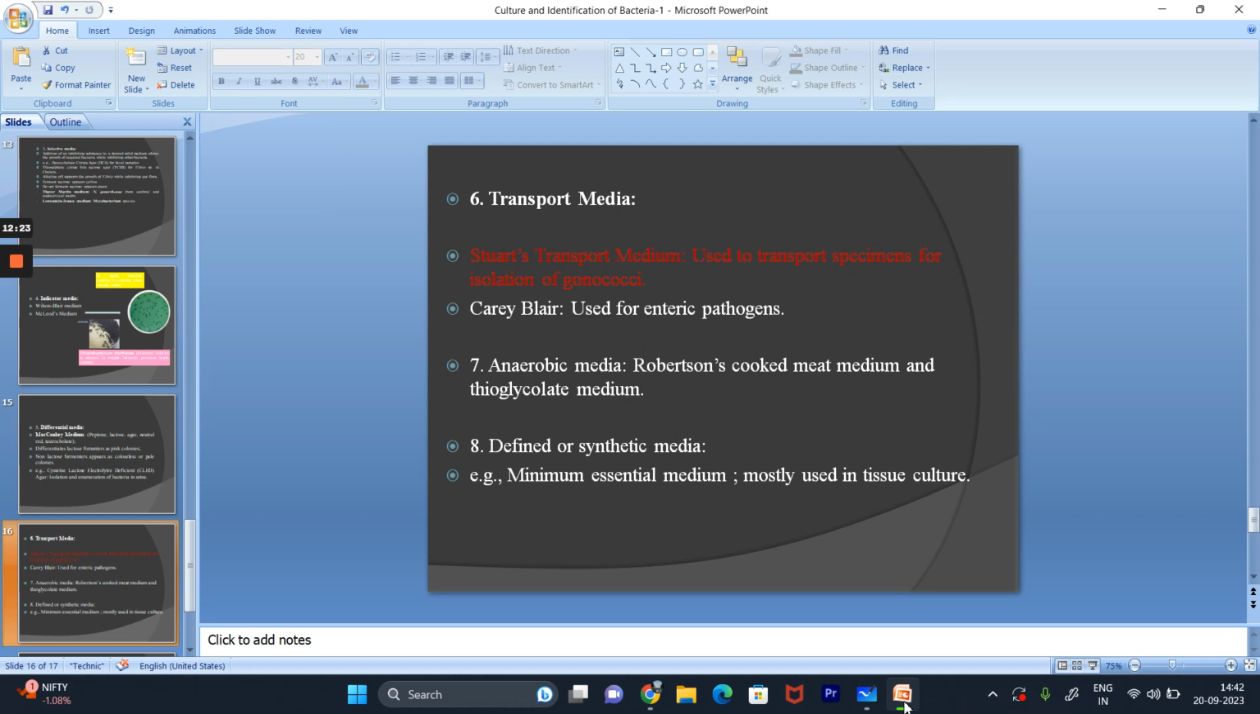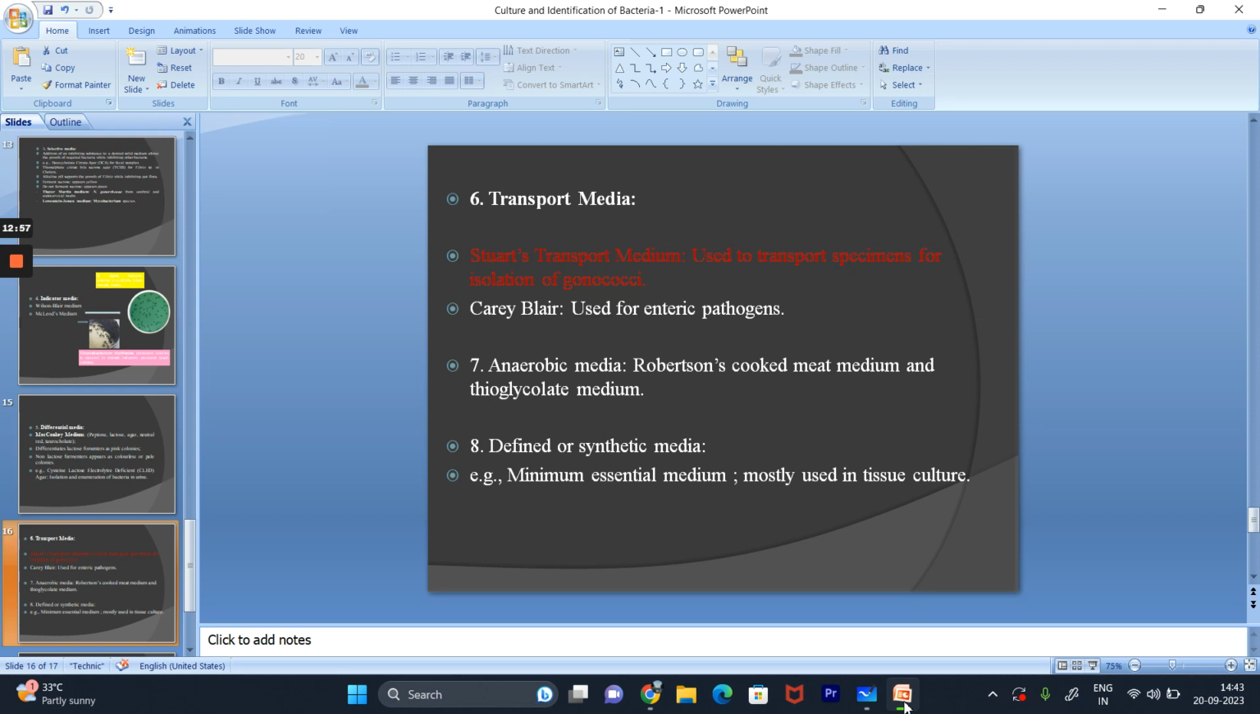Next is the anaerobic media. These are used to cultivate anaerobic microorganisms like Clostridia and bacteroides, and they may contain some reducing agents as well. The best examples of anaerobic medium are Robertson cooked meat medium and thioglycolate medium. In Robertson cooked meat medium, because of the presence of meat particles and dextrose, yeast extract, hematin and vitamin K, this medium supports the growth of anaerobic microorganisms very well.